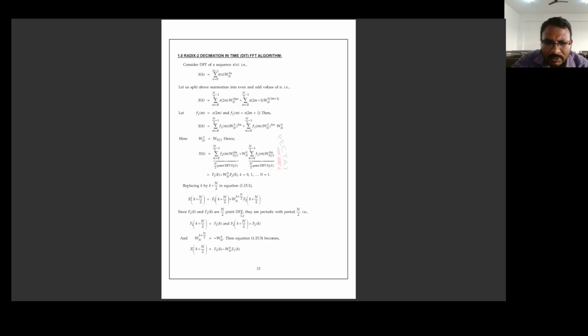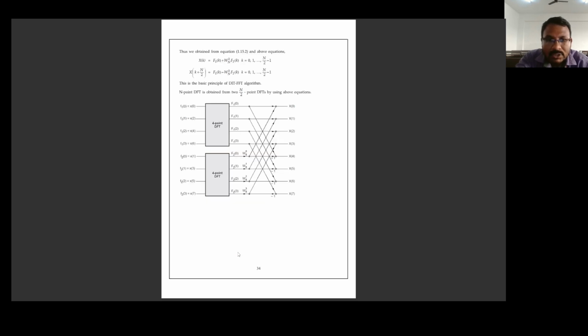Here we use the periodicity property: F1 of k plus N by 2 is written as F1 of k, and F2 of k plus N by 2 is written as F2 of k. Here W_N power k plus N by 2 is nothing but minus W_N power k. That is the second equation: X of k plus N by 2 is equal to F1 of k minus W_N power k into F2 of k. So these two equations are called the decimation in time equations, the DIT equations.